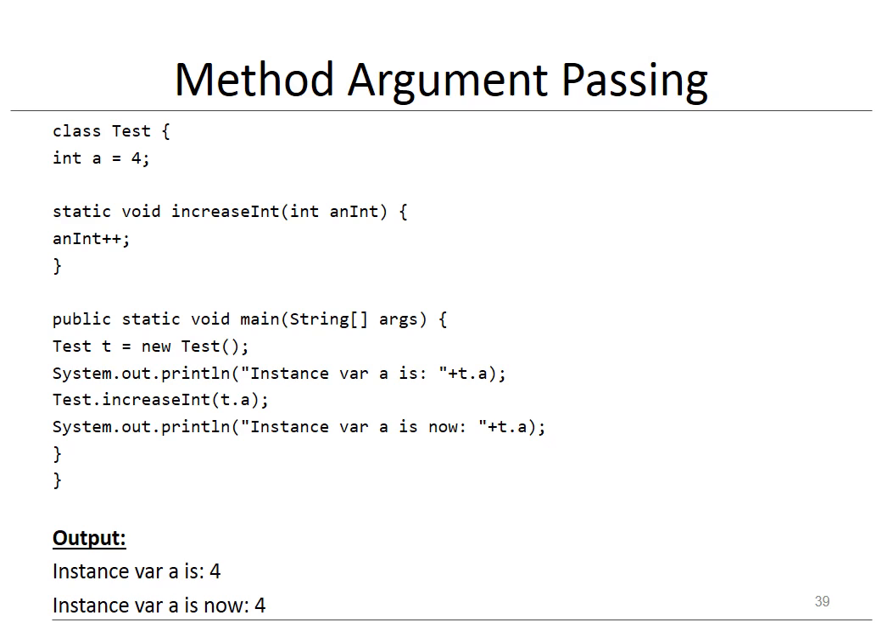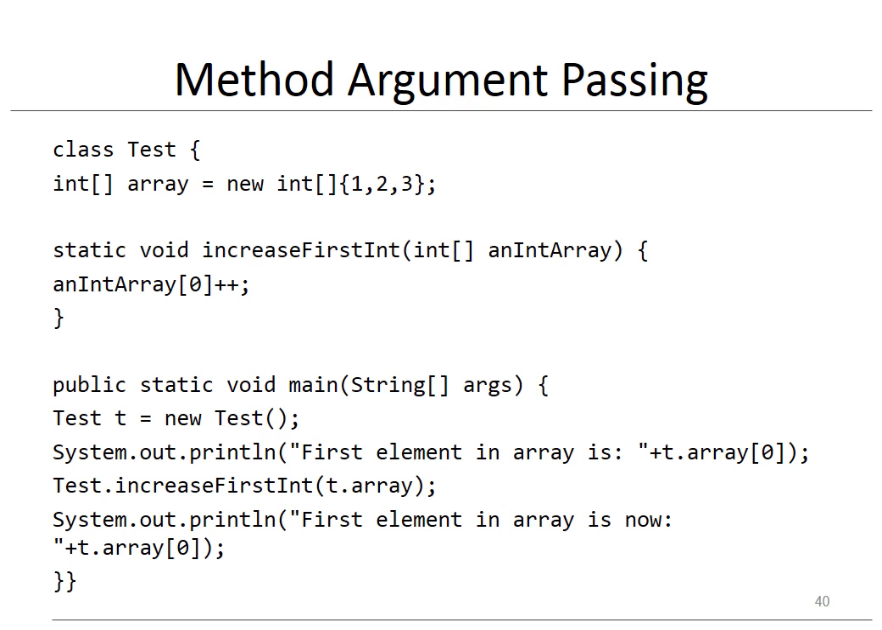What happens now if we work with non-primitive data types? Let's work out an example. We defined another class test. We have an instance variable array, which is initialized to an array with three integers, 1, 2, and 3. We then have a class or static method, increaseFirstInt, which takes one input parameter, an int array, which is an array of integers. This method then increases the first value of the array. Remember, this is the value at position 0.